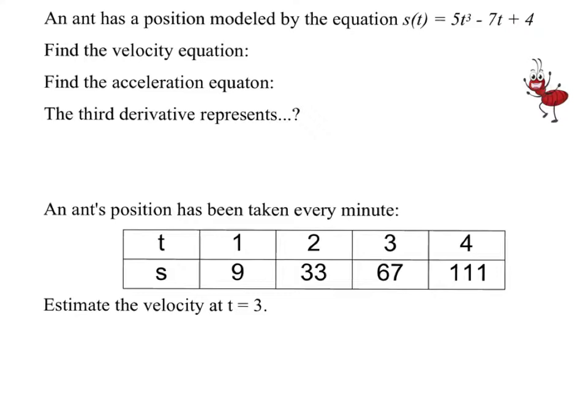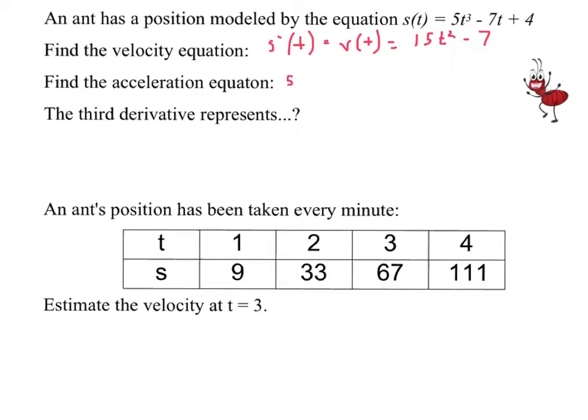Okay, just a quick review and rundown of the equations. If I have a position equation, remember that velocity is simply the derivative. So s prime of t is equal to velocity, which is 15t squared minus 7.